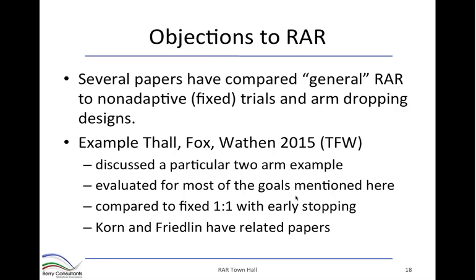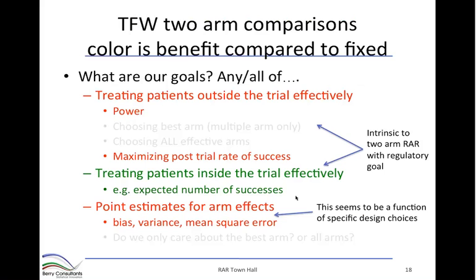An example here is a paper by Thall, Fox, and Wathen in 2015. They discuss a particular two-arm example and evaluate most of the goals mentioned here. So they have a very thorough investigation of multiple aspects of this. They compared this to a fixed one-to-one design with early stopping. Korn and Freidlin have some related papers that make a lot of the same points.